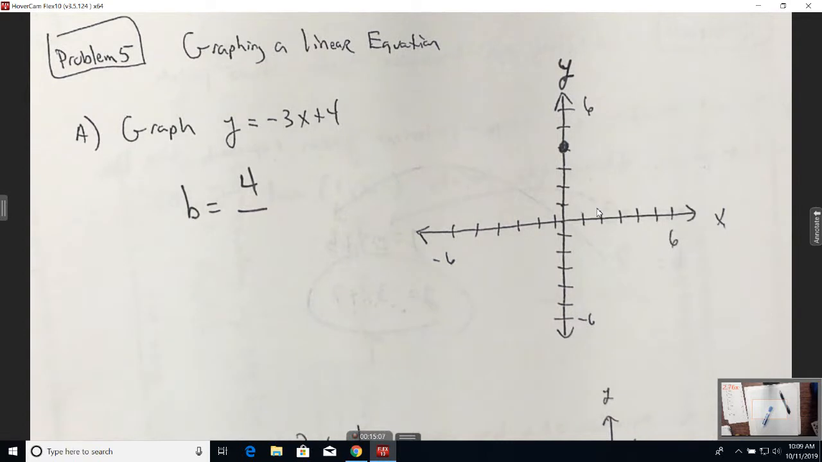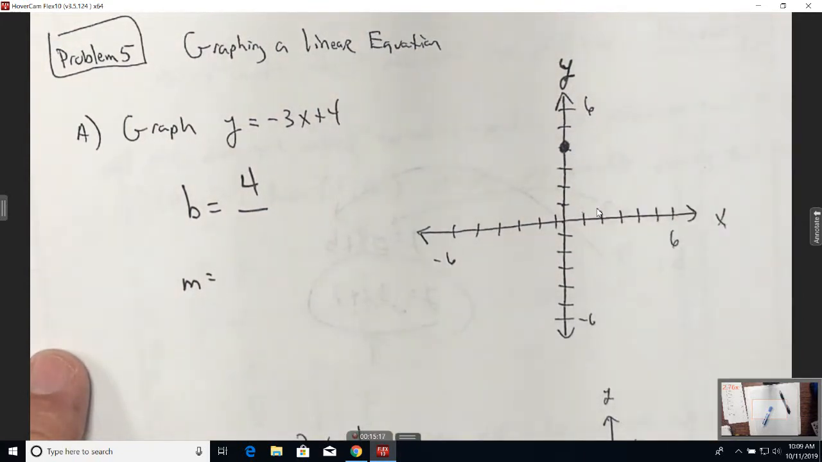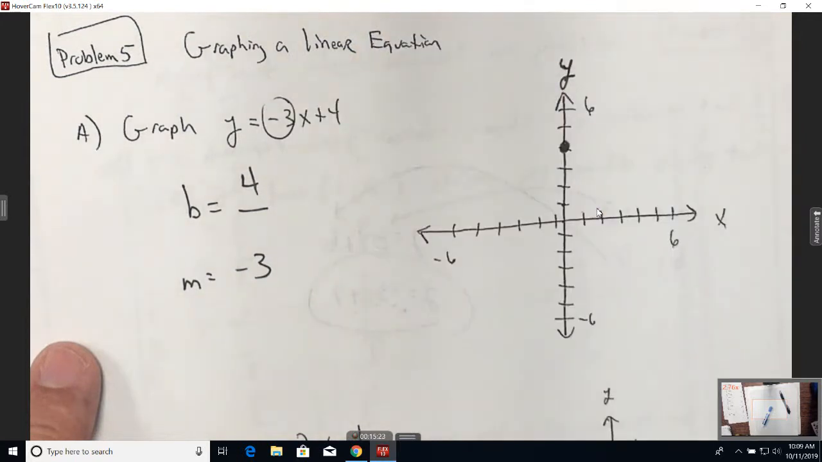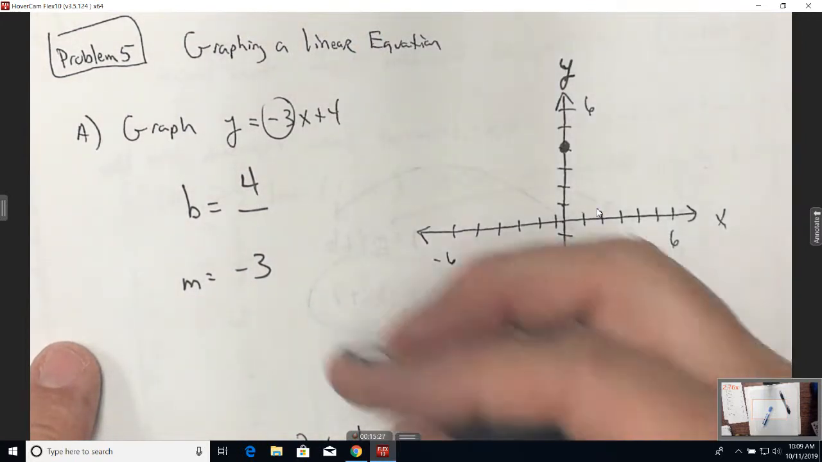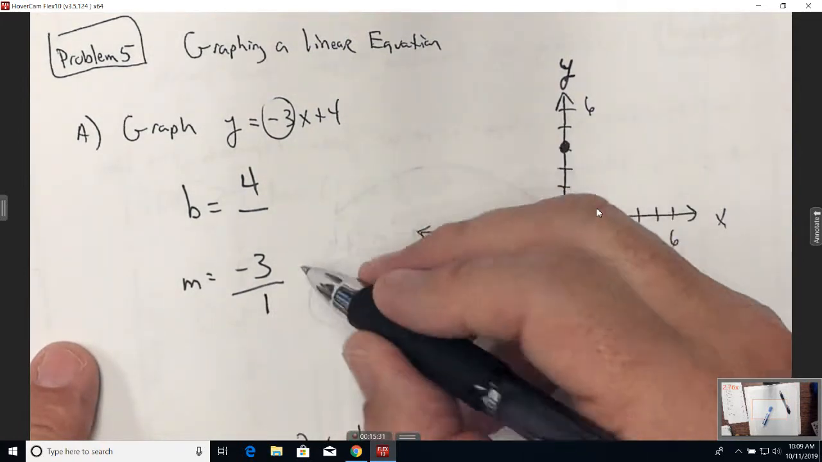Now, how do I find another point on the graph? Use the slope. What is the slope of this line that goes through that point right there with that y-intercept at 4? What's the slope of the line? Negative 3. Negative 3 is the slope. Now, what's another way of writing negative 3? I can write it as a fraction, right? Negative 3 over 1. Isn't that the same thing as negative 3?